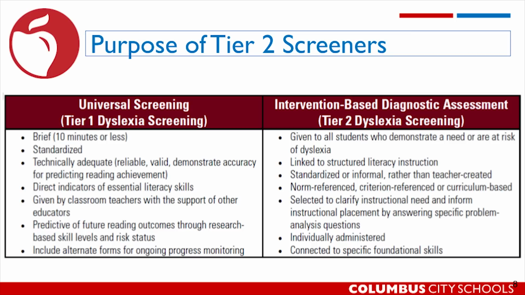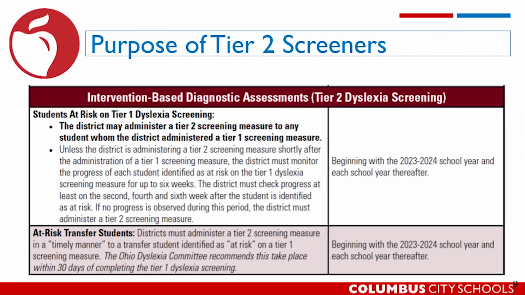This table describes key characteristics of intervention-based diagnostic assessments and how they differ from universal screening. Because universal or Tier 1 screeners are brief indicators, they often do not provide sufficient detail about a student's skills to facilitate instructional planning. Intervention-based diagnostic assessments, or Tier 2 screeners, are administered to students identified as at risk on the Tier 1 measure in order to better understand the specific skills a student needs instructional support to develop.